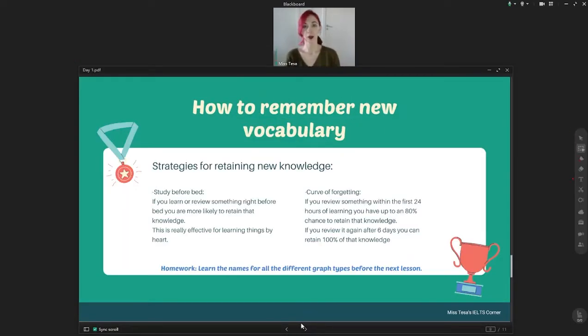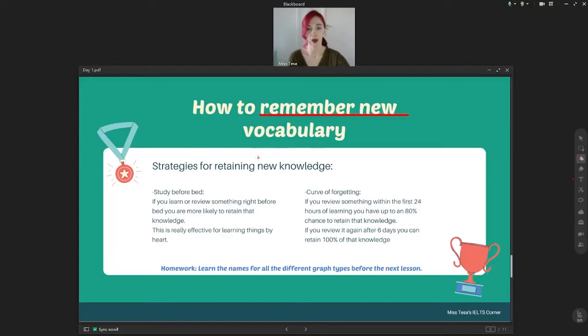Now let's quickly talk about how to actually remember new vocabulary. And I have two strategies here on how to remember new vocabulary. Okay. The first one is study before bed. There's this one study that says that if you learn something before you go to sleep, the next morning you will remember it quite well. And it actually works. I mean, for some people better, for some people worse. But this strategy is a nice strategy if you like to read before bed, or if you don't mind revising what you learned during the day.